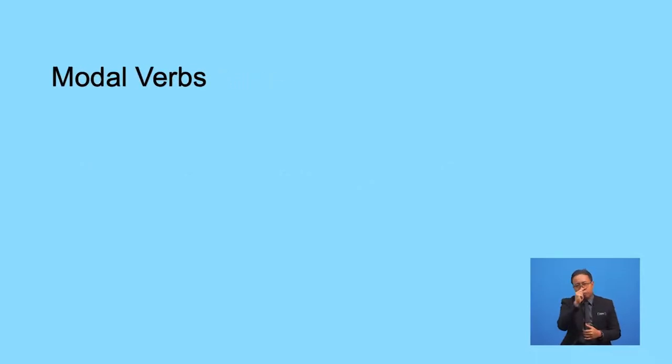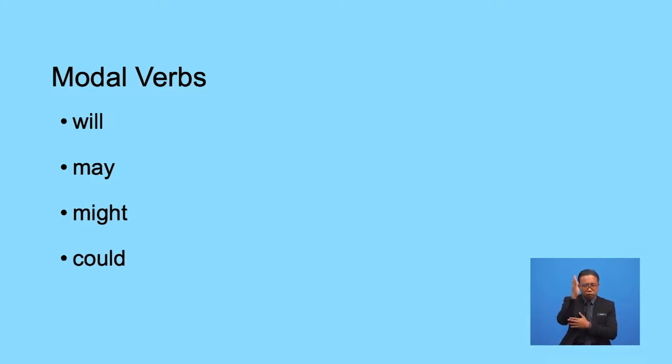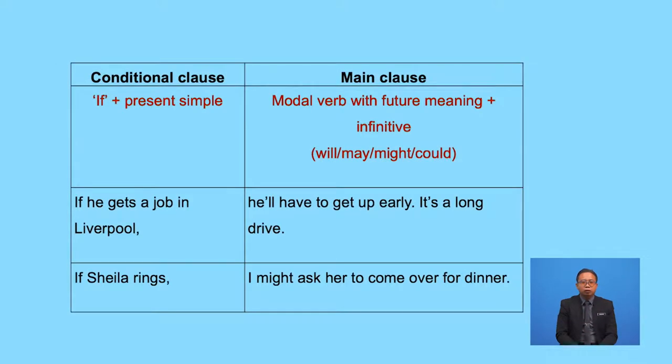Normally, will is used in the main clause of first conditional sentences. However, you can also use the modal verbs may, might, and could when something is a possible consequence and not a certain one in the future. Look at this table. Main clause. If plus present simple, modal verb with future meaning plus infinitive: will or may or might or could.